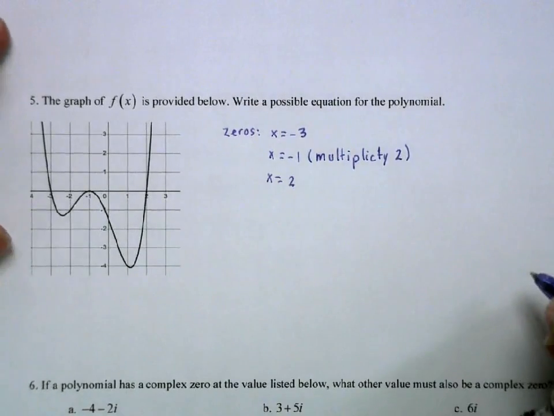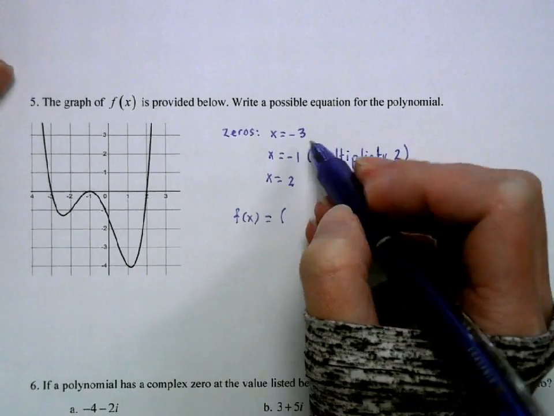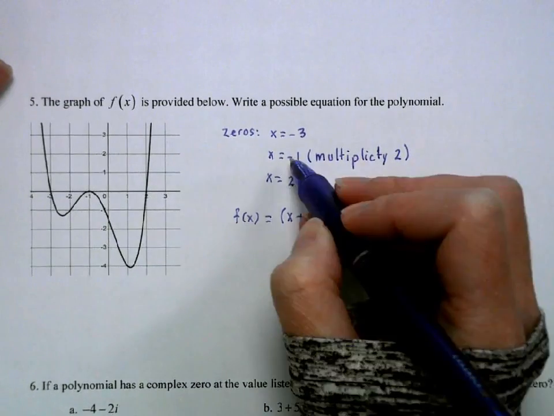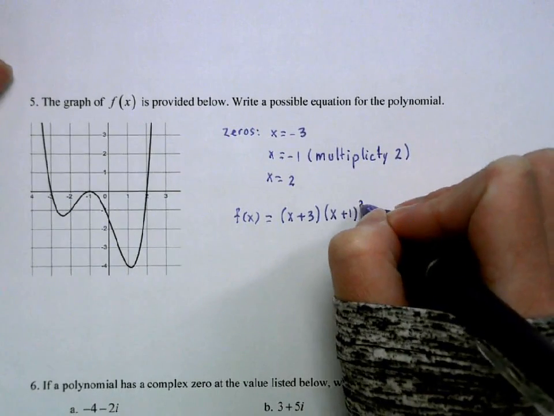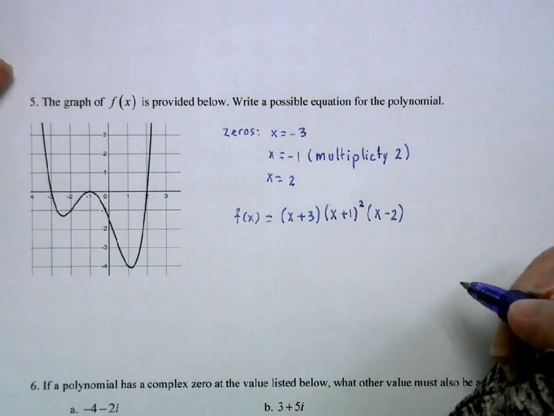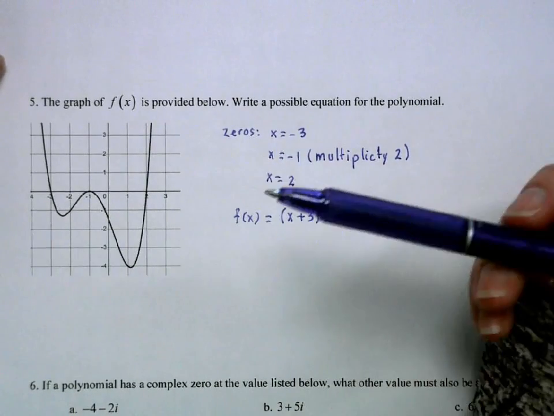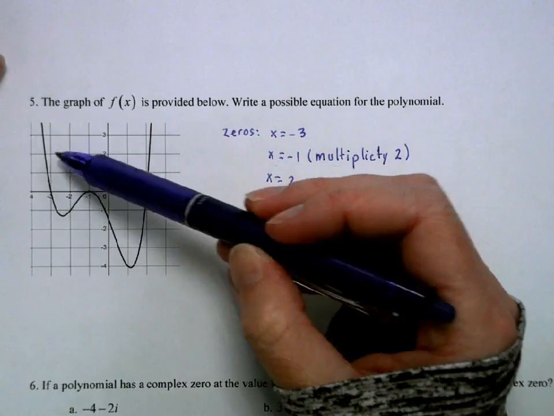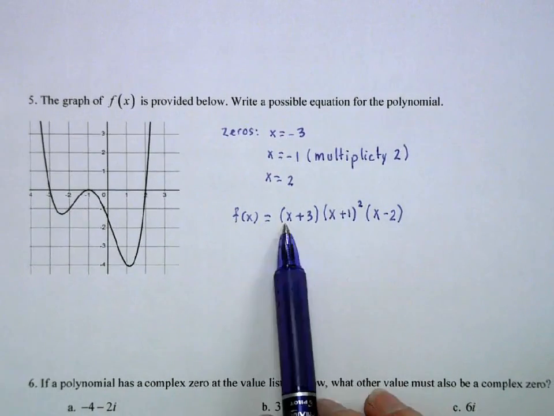So if I write this formula, we're going to have, if negative 3 is a 0, then x plus 3 has to be a factor. If x equals negative 1, we're going to have an x plus 1, but we're going to square that one because it has a multiplicity of 2. And then we'll have x minus 2. Now, something we want to be careful of, we've established the zeros. This does have an even degree polynomial, which is good, but we want to pay attention to the end behavior. This one's going to have a positive leading coefficient, but had the whole graph been flipped, we would have all of this, but then we'd need to make it negative.